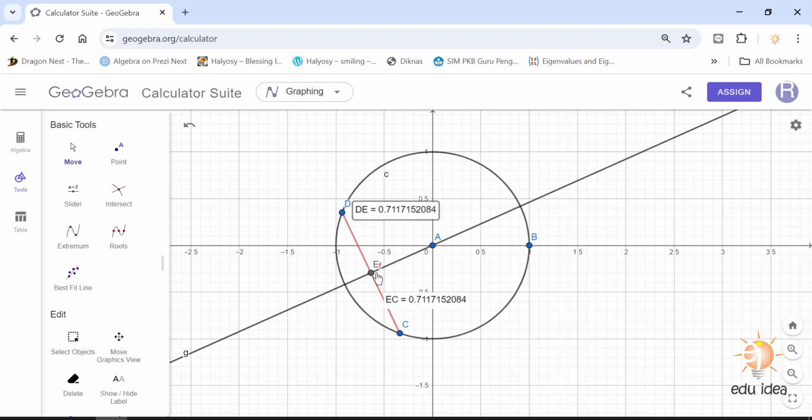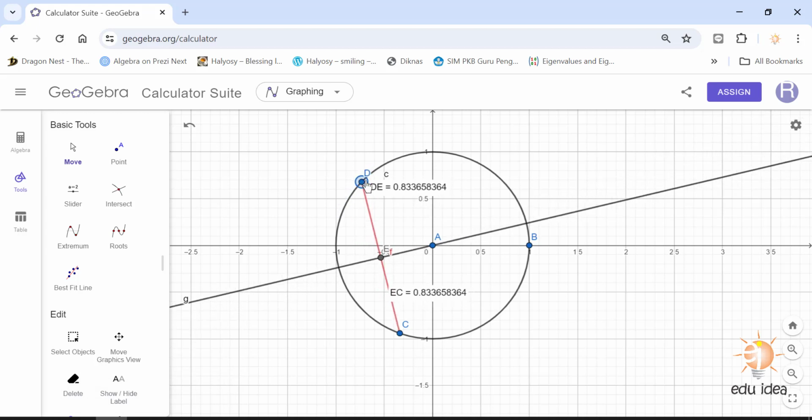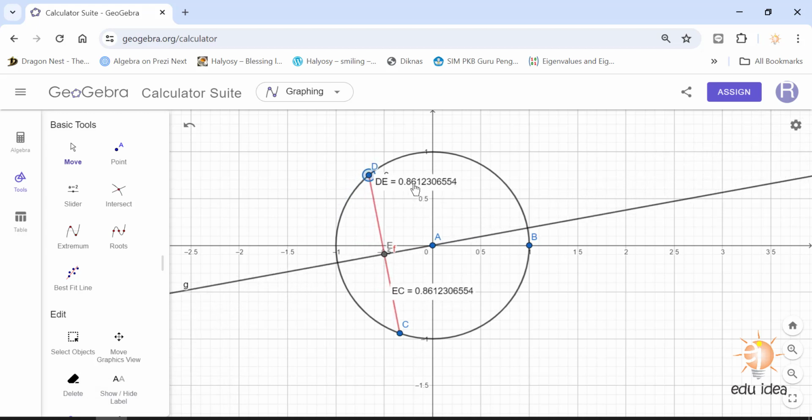From D to E and then E to C is always going to be equal. To prove that, if I move this to another point, this is still a chord, CD. Can you see that the number is still the same?